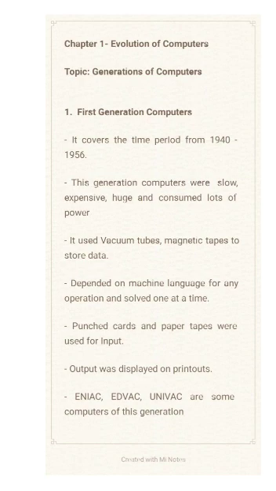These computers were slow, expensive, enormous or huge, and used a large amount of power or energy. UNIVAC, ENIAC and EDVAC are first generation computers. This first generation computer used vacuum tubes, used magnetic tapes to store data, relied on machine language to perform any operation, and solved it one at a time.